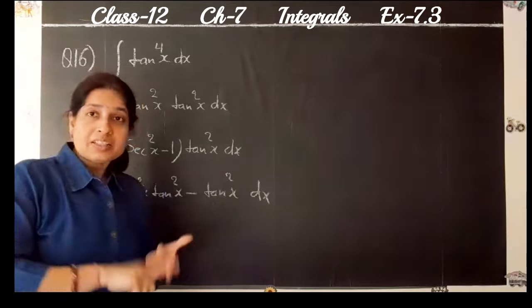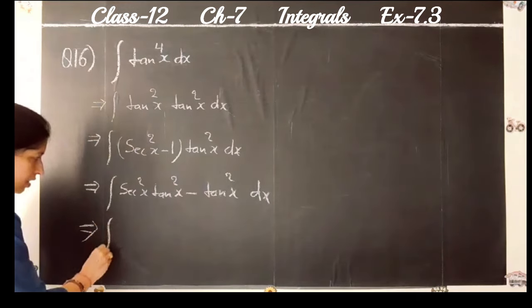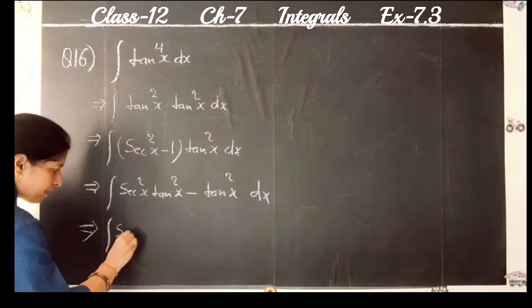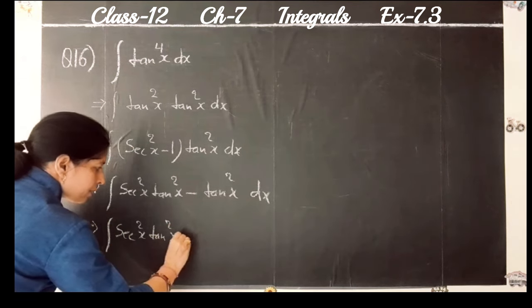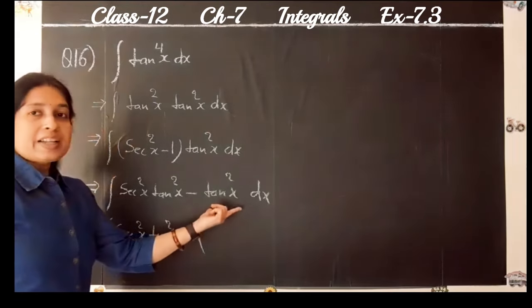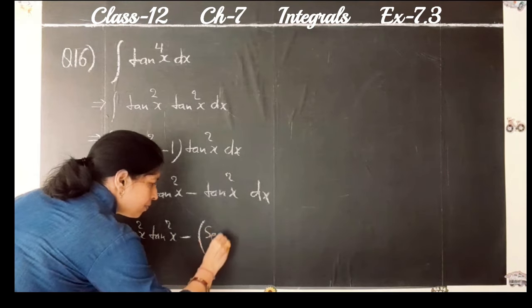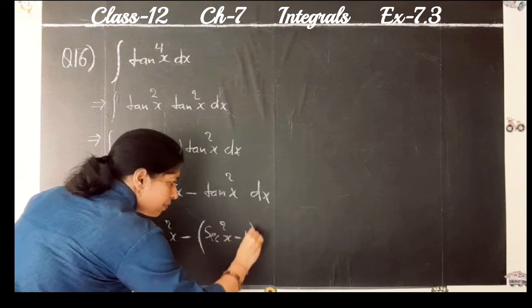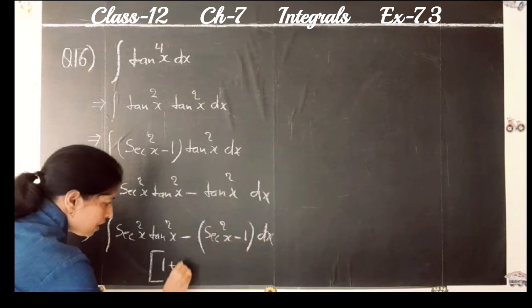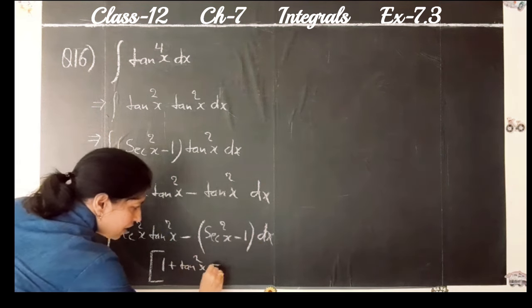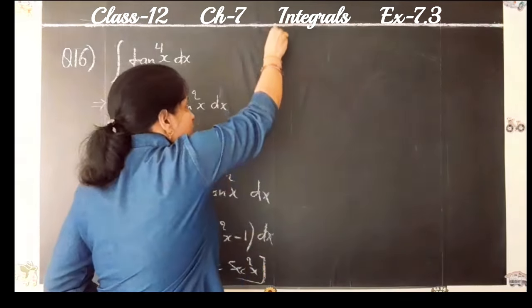Again here it is tan square x. So we have to convert this tan square x into sec square x form. Okay. So write this one as it is. It is sec square x into tan square x. Write minus. For this tan square x, we can write sec square x minus 1. Trigonometric identity is 1 plus tan square x is equal to sec square x. We have used this identity.